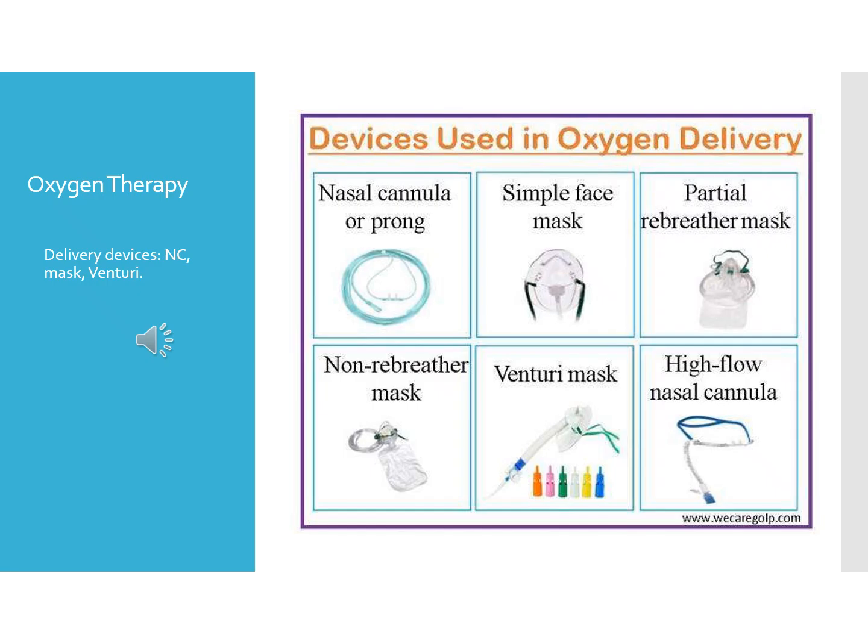We then have a Venturi mask. So this is a mask that has those little tiny colored dials that you can fit into that mask. This is used to provide a precise fixed oxygen concentration. Those different colors each have a different oxygen concentration that is able to be dialed and flowed through. Venturi mask is basically used for COPD patients who need controlled oxygen delivery.